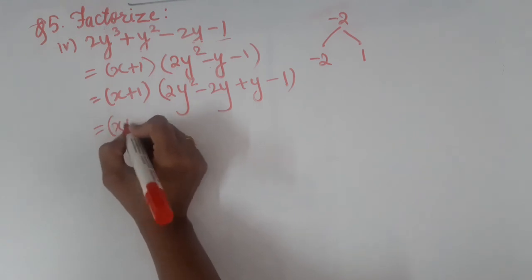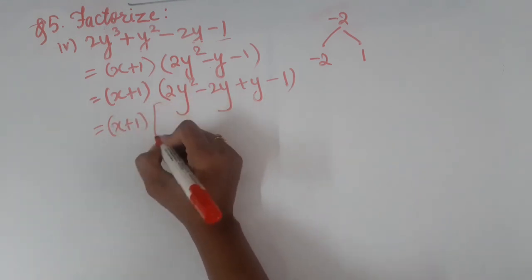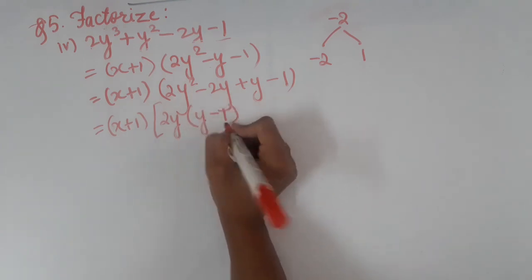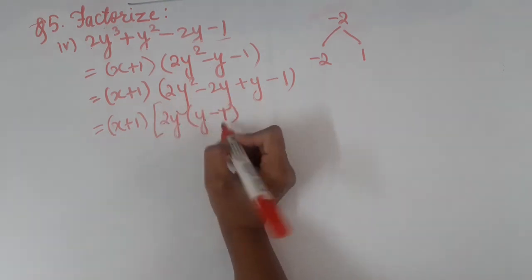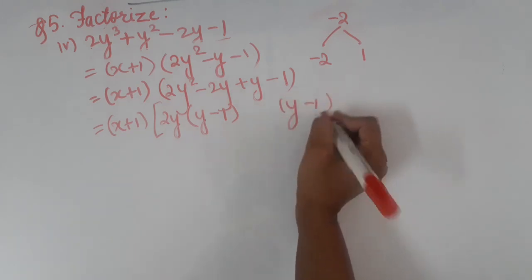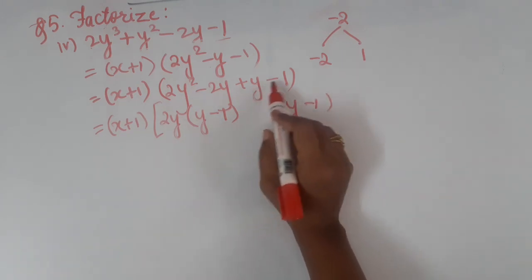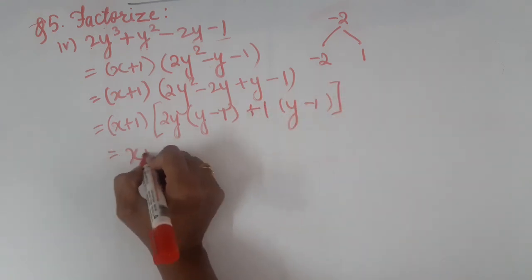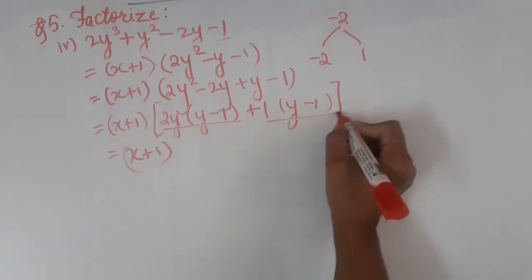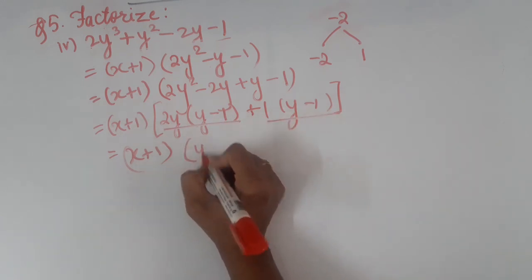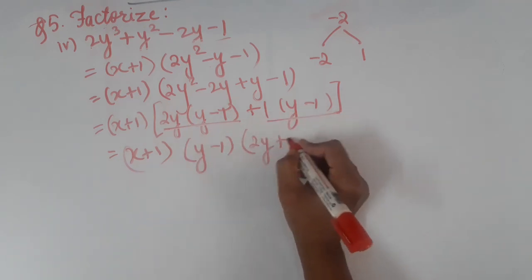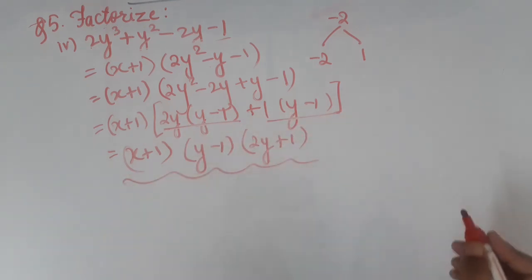Now what can I take common from the first two terms? I can take common 2y. So what remains is y minus 1. From the last two terms, we have taken 1 common, so what remains is y minus 1, with plus 1. Now copy paste it: here y minus 1, here also y minus 1. So y plus 1 is your one factor. Now from these two terms, what I can take common is the bracket y minus 1, and what remains is 2y plus 1. So these are the three factors of the given cubic polynomial.